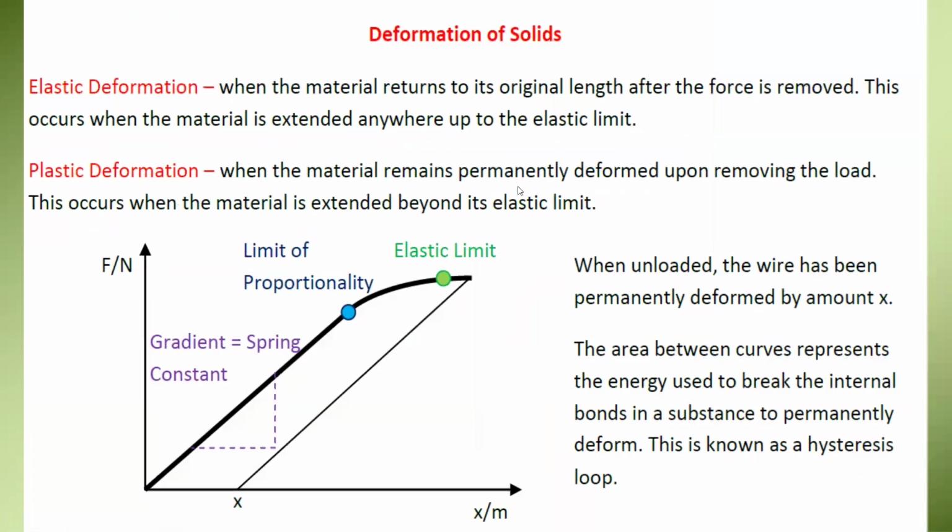As you can see here, the deformation of a spring: first, we have a straight line. This is the Hooke's law region, and until the limit of proportionality, it obeys Hooke's law, or force and extension are directly proportional. After this point, we have the elastic limit. If I remove the load after the elastic limit, it will deform permanently. And the area under the graph shows how much energy remains in the spring.